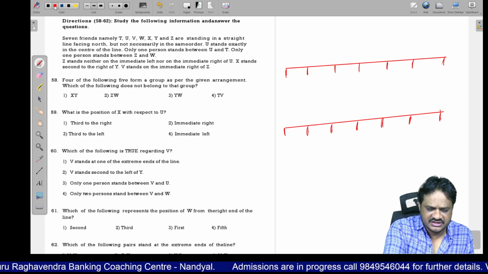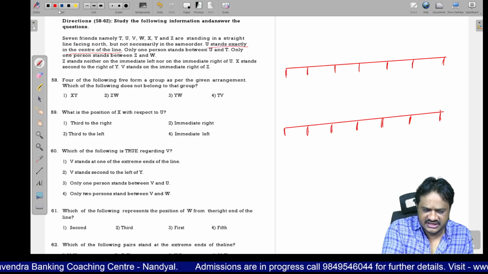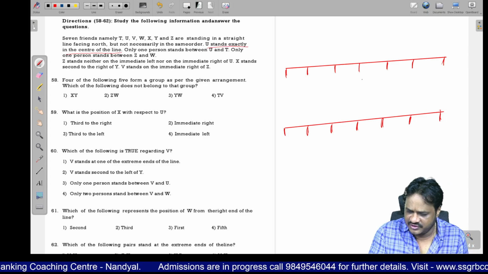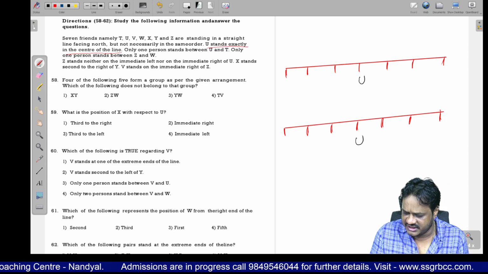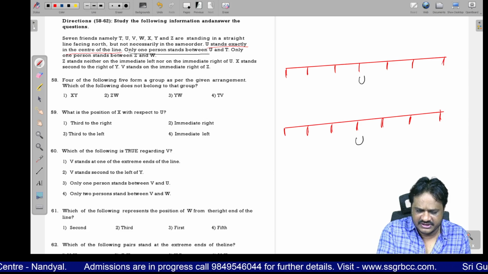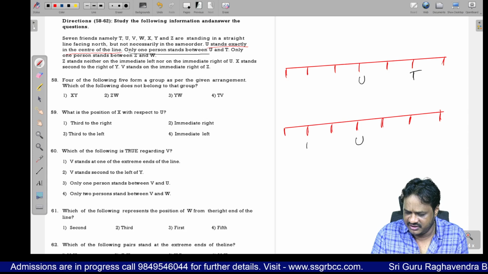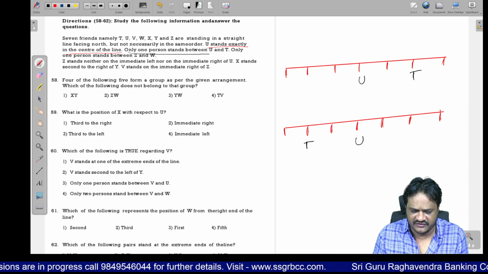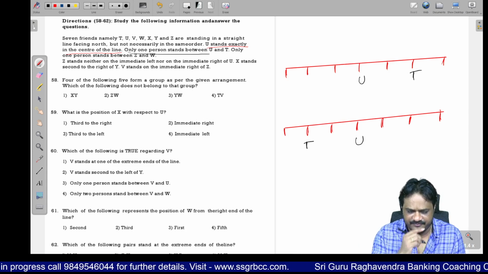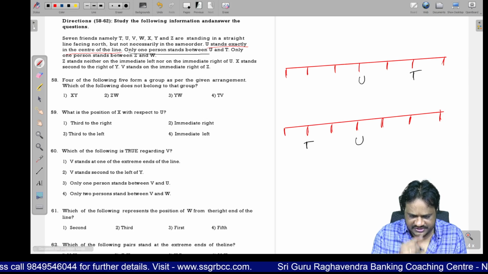Now let us start the puzzle. U is standing exactly in the center. One person is there between U and T. There is one person in between U and T that you can take either to the left or to the right. Then see the next one.